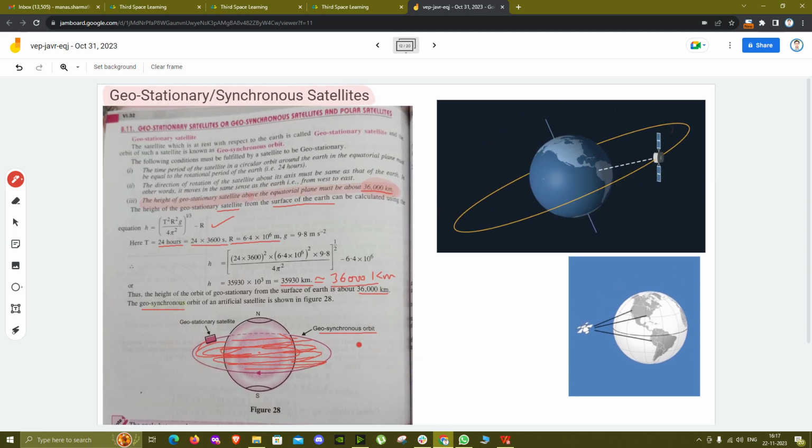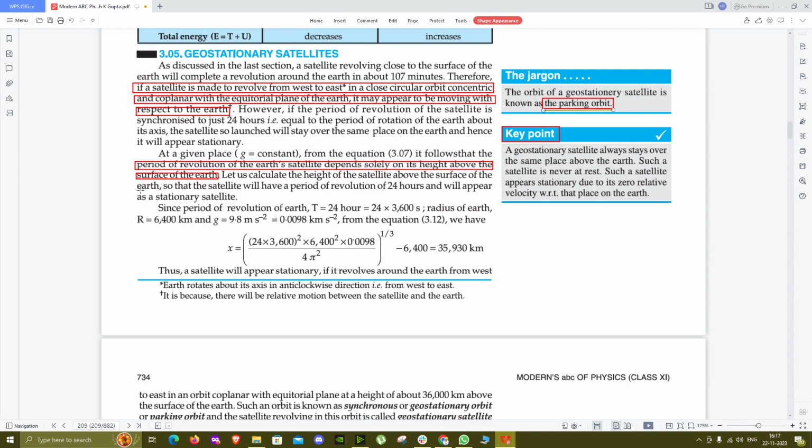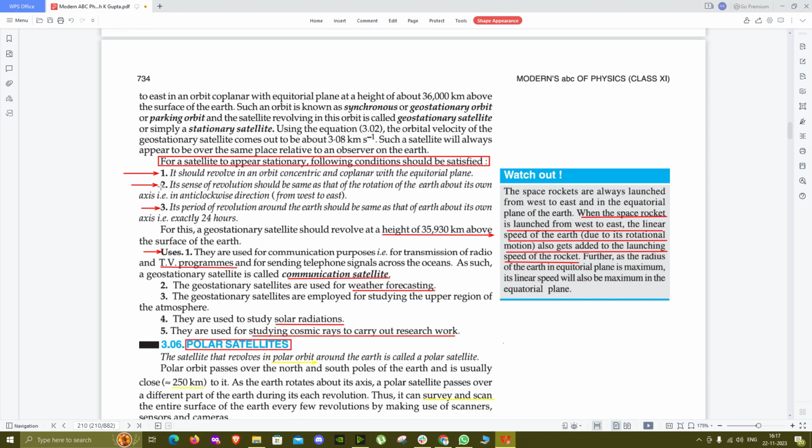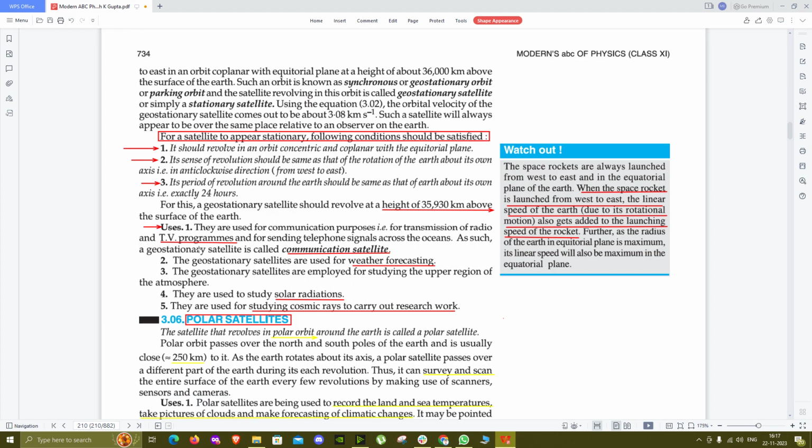Now let's understand the uses of the geostationary satellite. There are very interesting uses of the geostationary satellite. These are the conditions that we have already discussed. Now, uses. They are used for communication purposes. The main purpose of a geostationary satellite is communication.